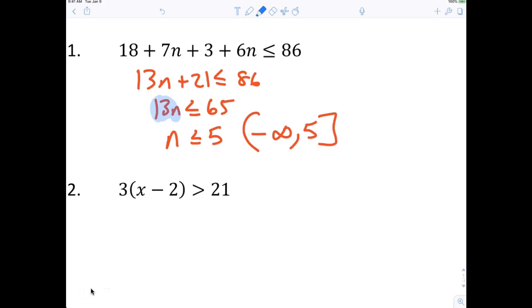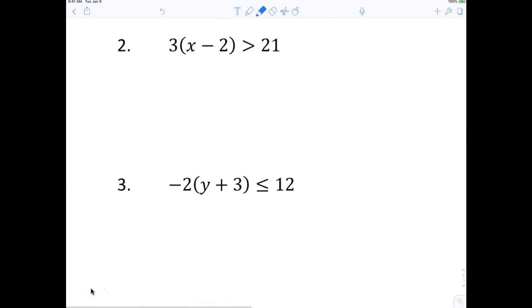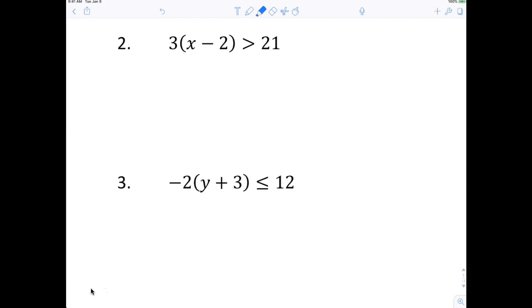All right. Now, on the next problem, I should just go ahead and do what? Someone? Yeah, I would go ahead and divide by 3. This is a good one to divide by 3. So now x minus 2 is greater than what? 7. And so x has to be greater than 9. Come on, that's pretty easy. All right, now we're going from 9 to infinity.